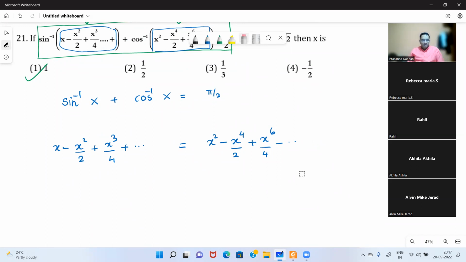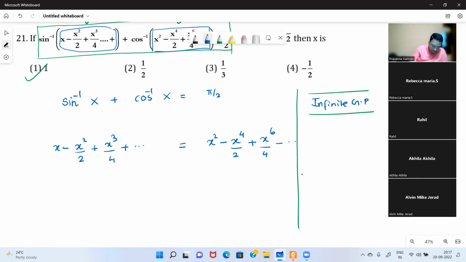Now, if you observe carefully, they both are infinite GPs. What are they? Infinite GPs, geometric progression, correct? Okay. Now, how do you know that? Just see what the ratio is here. What is the first term here? X. What is the common ratio? How do you get the common ratio? Divide the second term by the first term.